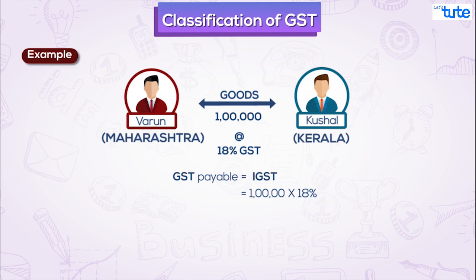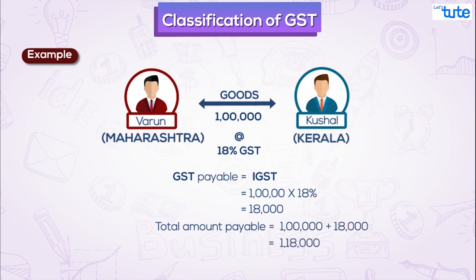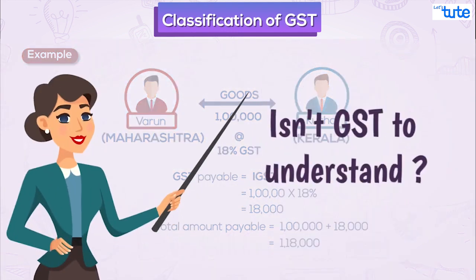Thus, the dealer has to pay 18,000, that is 1 lakh into 18% as IGST, and the total amount payable would be 1,18,000. Isn't this GST easy to understand?